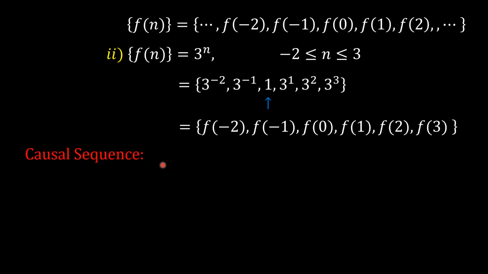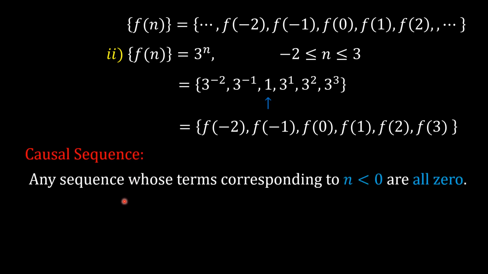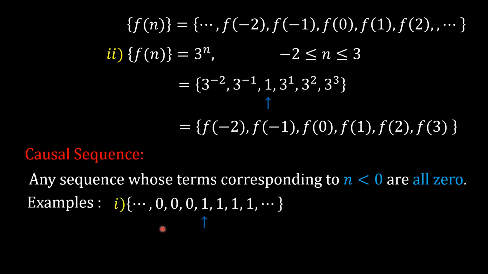So let us see what is meant by a causal sequence. Any sequence whose terms corresponding to n negative are all 0. That is, consider the example. If we consider the sequence whose entries are like this, then 1, 1, 1 and so on. So all the remaining elements are 1 only.